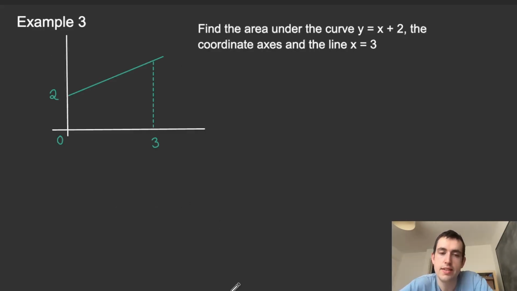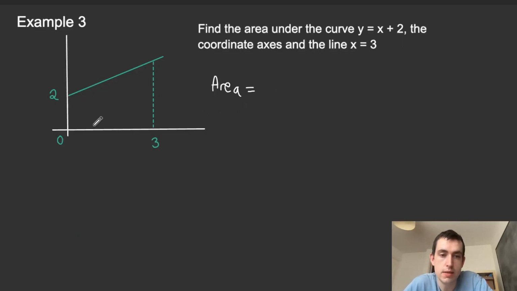Okay, we finally get to find the area underneath a curve now. In this question, we're asked to find the area underneath the curve y equals x plus 2, which is there in green, the coordinate axes, so here and here, and then the line x equals 3, which is dotted. In this case, it's a trapezium, so we could absolutely find the area in another way, but I'll just show you that the integral works as well.